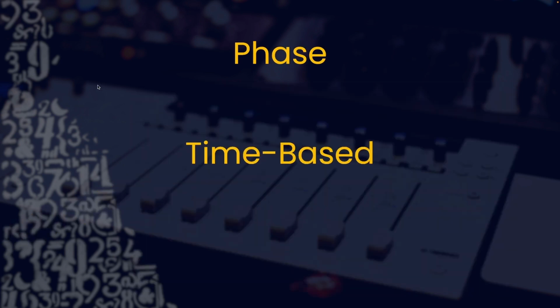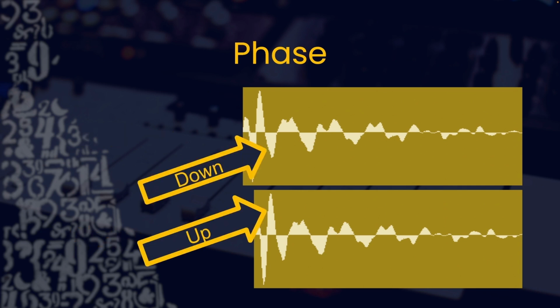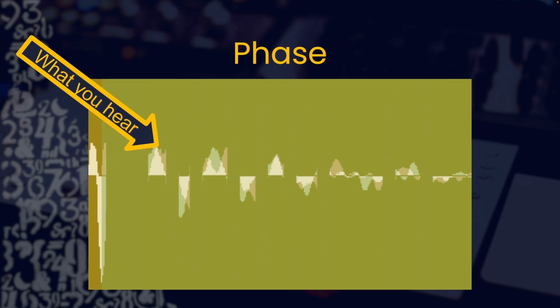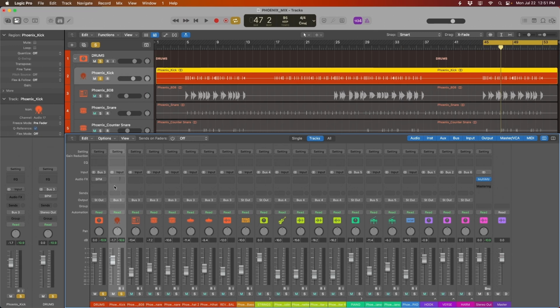Phase now. So phase, as I mentioned earlier, is time-based. Basically, if we have a kick in, a kick out, and they're directionally correct this time, right? So the polarity is not the issue. However, as you can tell, there's still some cancellation going on here because at a different part of the sound, it is now going down, the other part is going up, and therefore we're still gonna end up with this cancellation result. And so this is ultimately what it looks like when you have a phase issue inside of your kick drum. Phase and polarity is first, so let's dive into that.